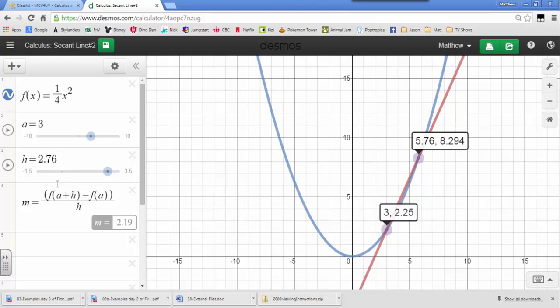Now, I think you can see that nothing has changed. I'm taking f of a plus h, which is of course our old b value. You plug the b value into your function and you get whatever the y value used to be. The a value, of course, f at a has not changed at all. My denominator though is h by itself, so this 2.76, which is, as it was before, 5.76 minus 3, or the b value minus the a value.